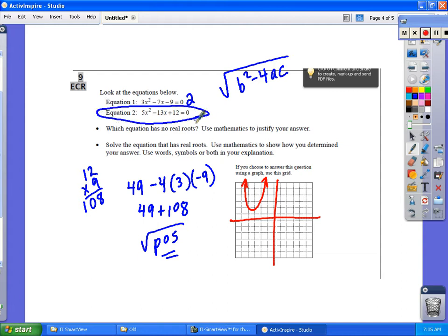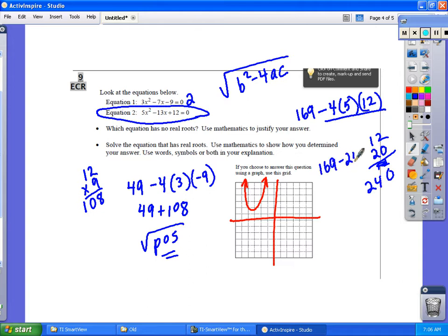b squared is negative 13 squared, which is 169, minus 4 times a, which is 5, times c, which is 12. Well, if you multiply all these together, you're going to get negative 20 times 12, so you end up with 240. So you're going to have 169 minus 240, which is going to get you a negative answer inside your discriminant. So this is the one that has no real roots.